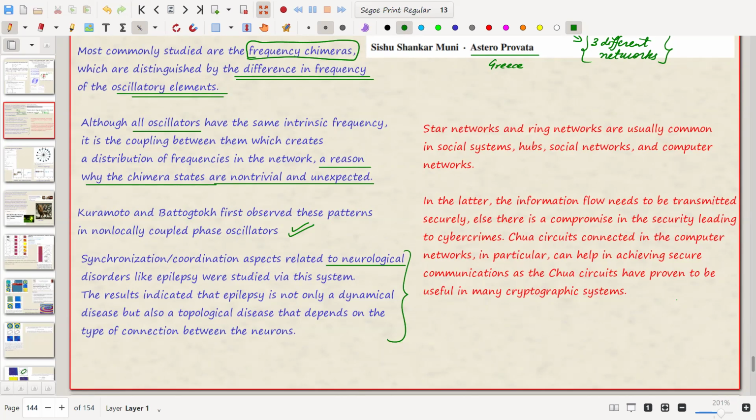So it is a dynamical disease. That means it varies with time. At some time you will have that fit, after a while it will be okay, and again you might have it. It might not necessarily be periodic.